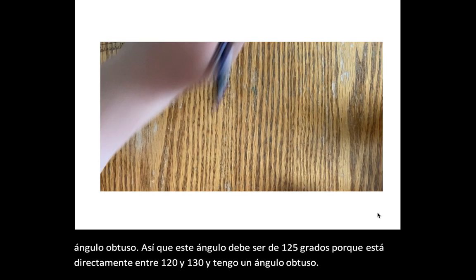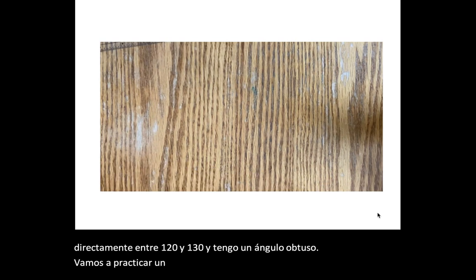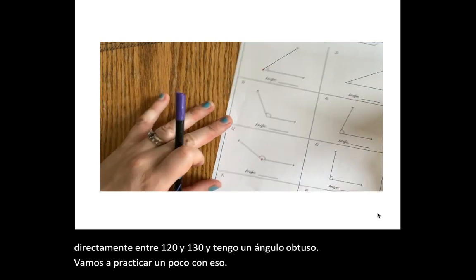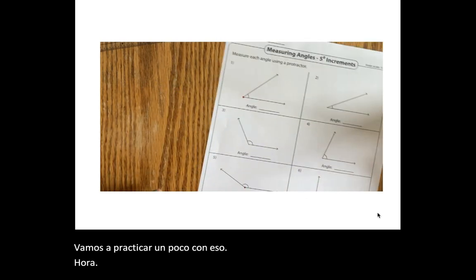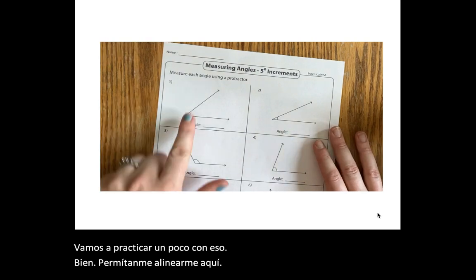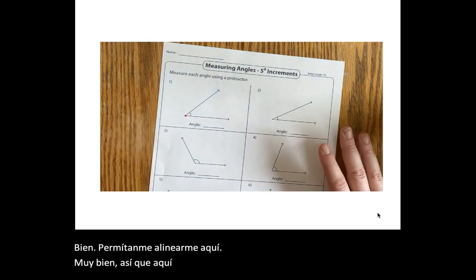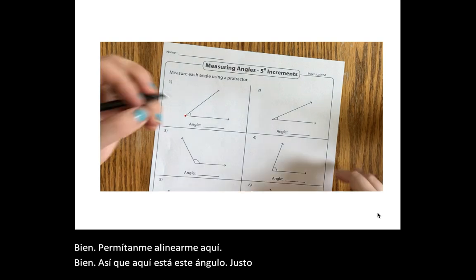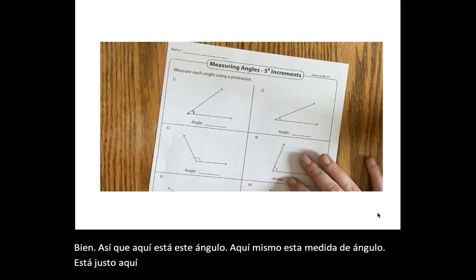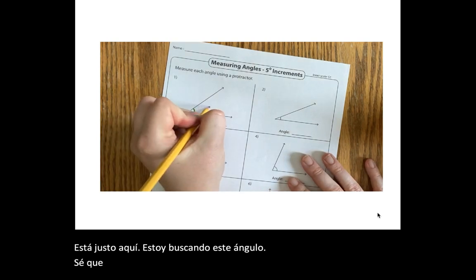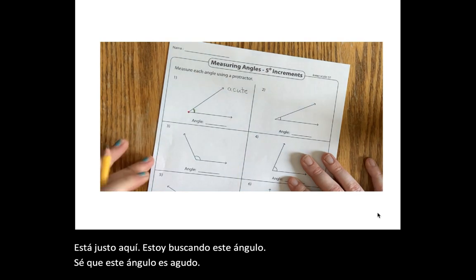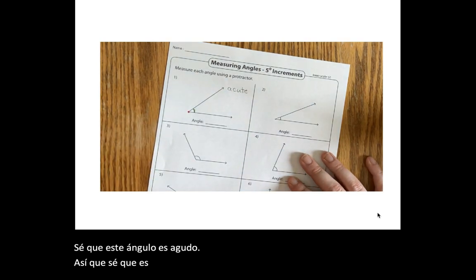Let's do a little practice with that. Sorry, I'm trying to find the right paper. All right, let me just line up myself here. So here is this angle right here. I'm looking for this angle measurement. I know that this angle is acute, so I know that it is less than 90 degrees.